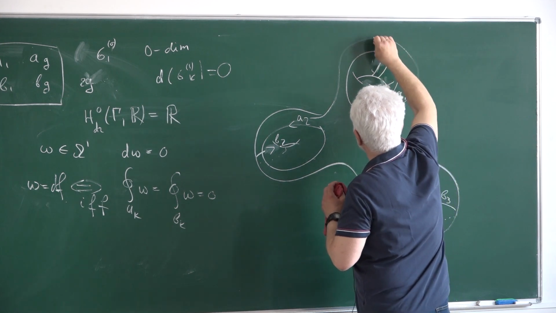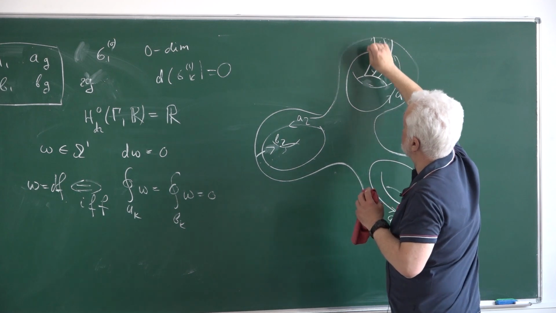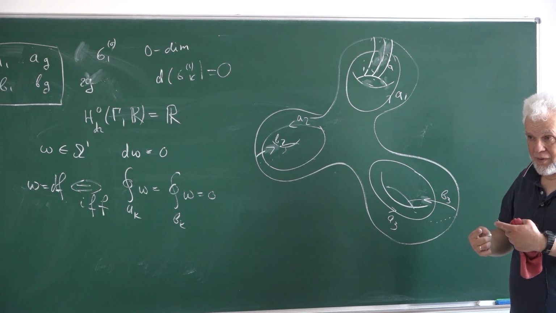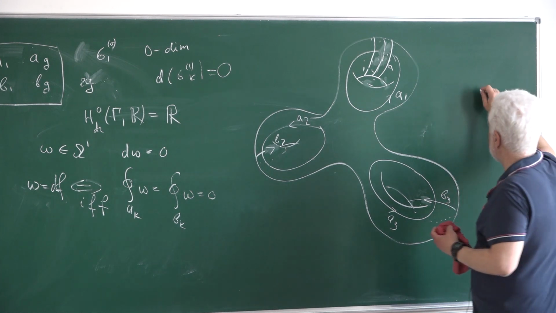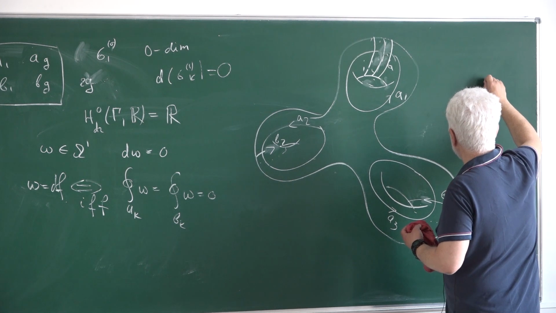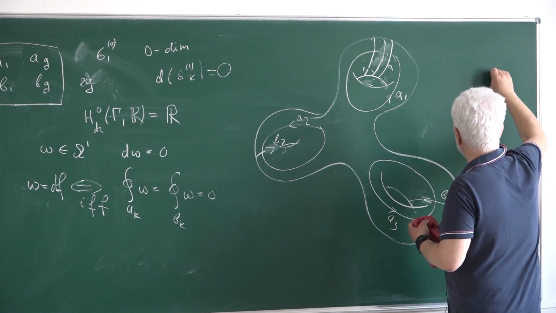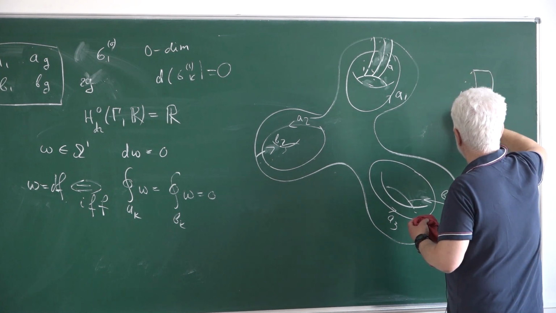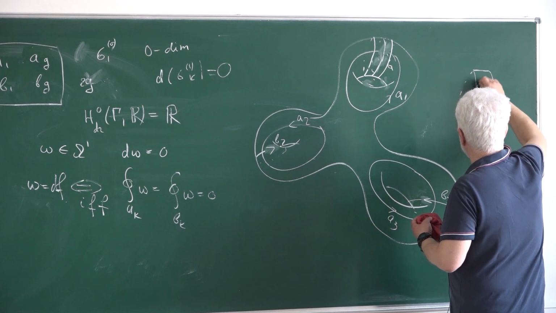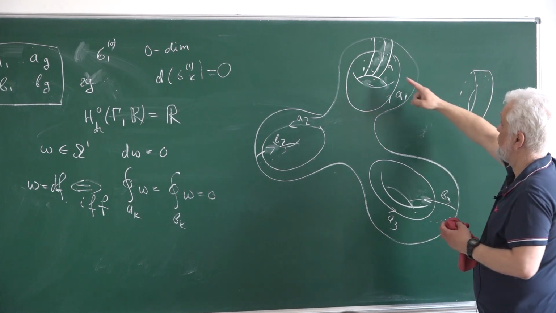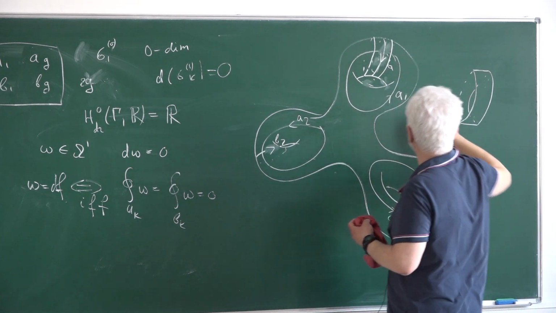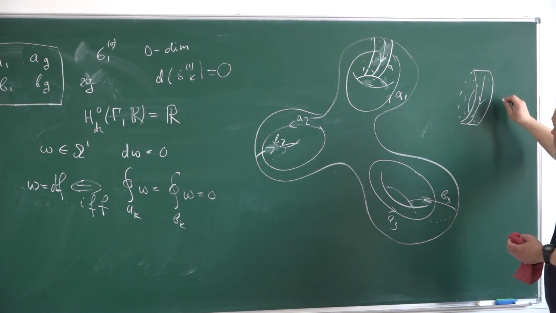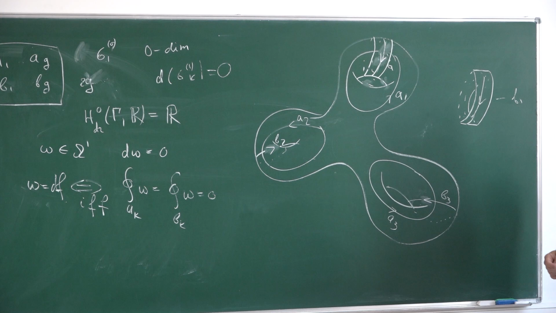For example, consider such a belt near the cycle B1. Consider a belt. On the belt, you can introduce coordinates, draw the belt. It's near the cycle B1. Cycle B1 goes along this belt. Then introduce the coordinates.